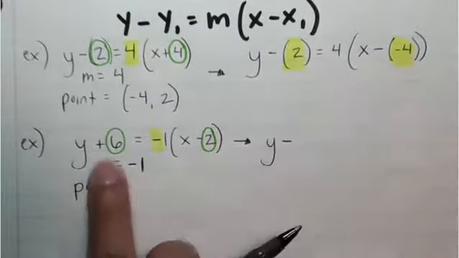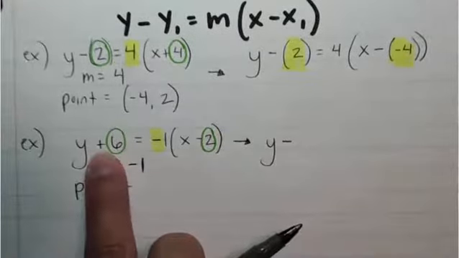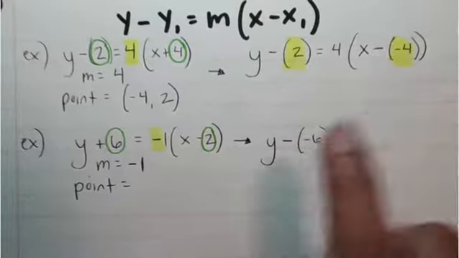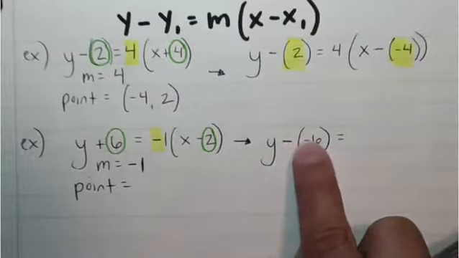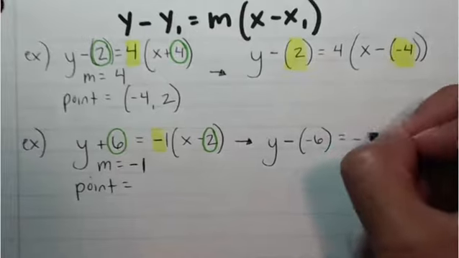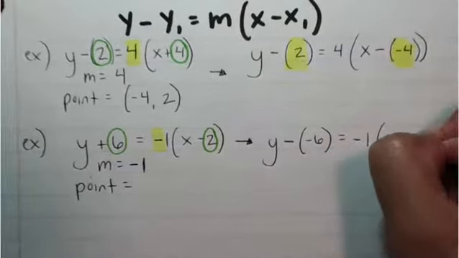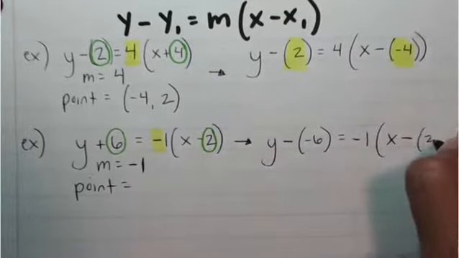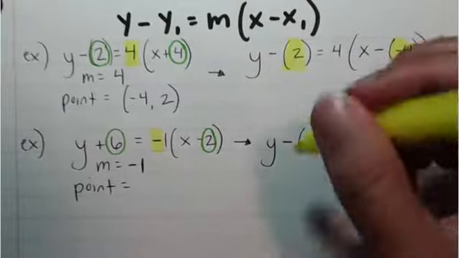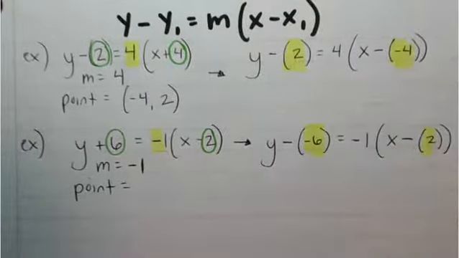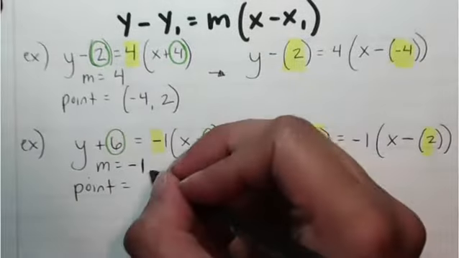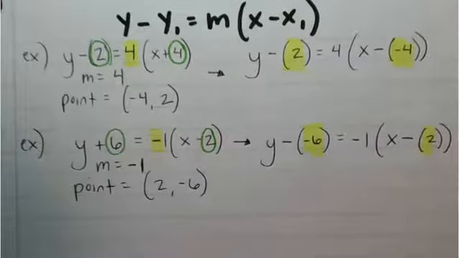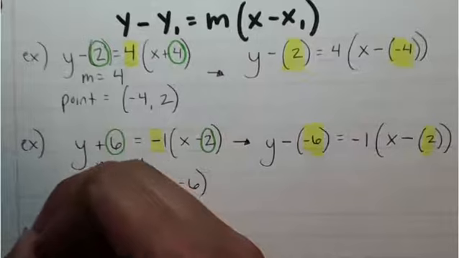Remember, it's y minus y1. Well, this is a plus sign, so the only way I could get a plus 6 is if the y1 was a negative 6. Okay, because again, 2 negatives makes a positive. The negative 1 is the slope, and then I have x minus x1. Well, if it's x minus 2, I know the x1 is just 2. So now, when identifying that point, you should have gotten that the x value is 2 and the y value is negative 6.